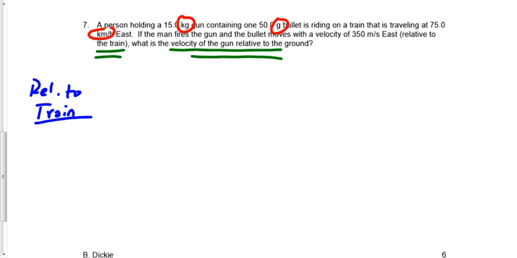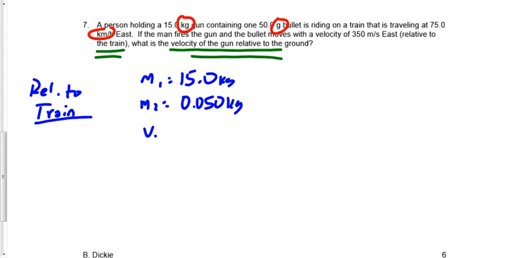We're going to say that M1, that's going to be the mass of the gun, 15 kilograms. I'm going to say M2, that's the mass of the bullet. I'm going to make it 0.050 kilograms. Got to be in the same units, right? I'm going to say relative to the train, VI is what? The gun and the bullet are both not moving relative to the train. VI is 0. And that's why I chose that, because it does make the math easier there.